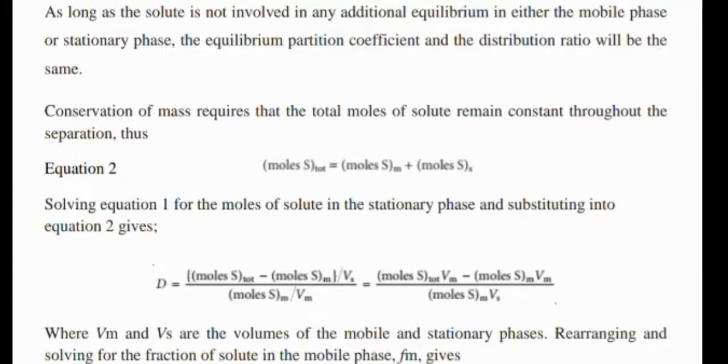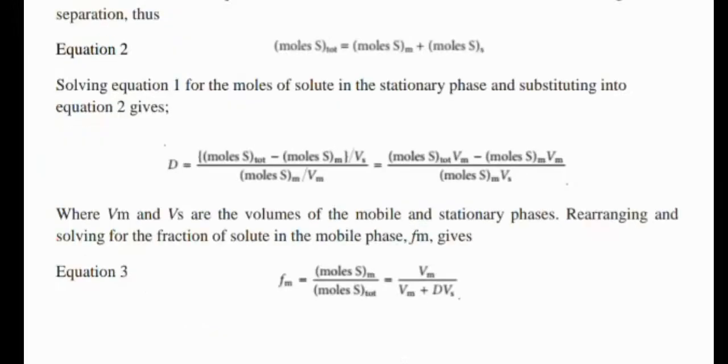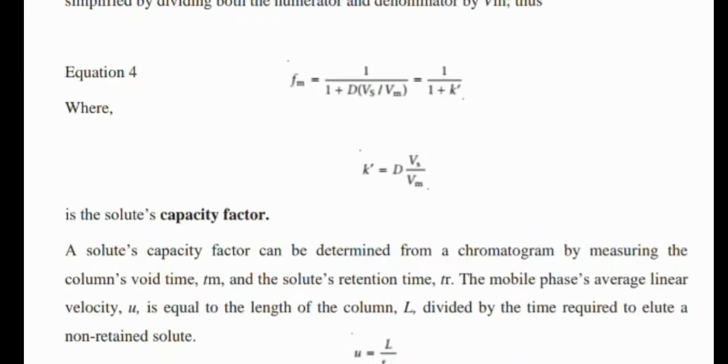Conservation of mass requires that the total moles of the solute remain constant throughout the separation. Thus, equation 2 becomes: moles S total is equal to the moles Sm plus moles Ss. And further, we have equation 3: Fm is equal to moles Sm divided by the moles S total, which is equal to Vm divided by Vm plus DVs. So equation 4 becomes Fm is equal to 1 divided by 1 plus D into Vs divided by Vm, which is equal to 1 divided by 1 plus K naught, where K naught is the solute's capacity factor, and it is equal to D into Vs divided by Vm.